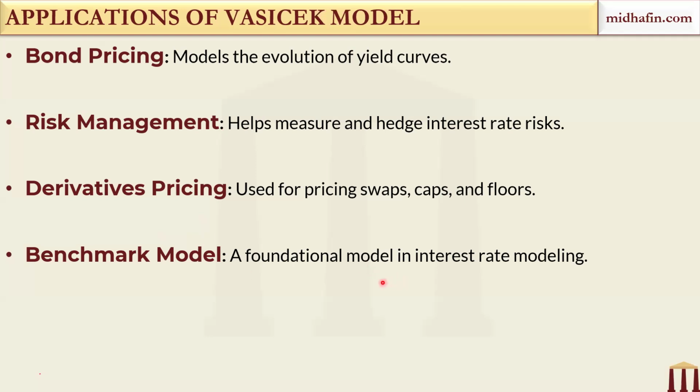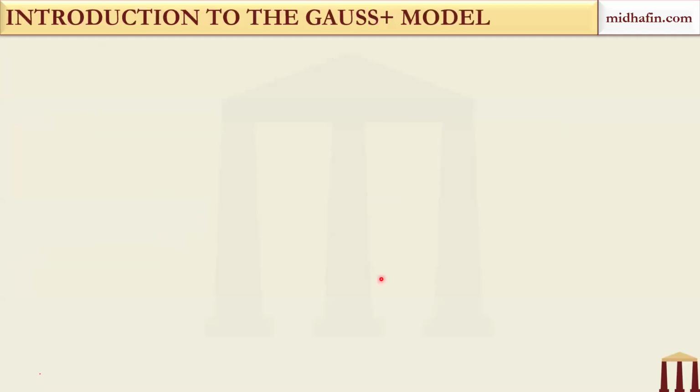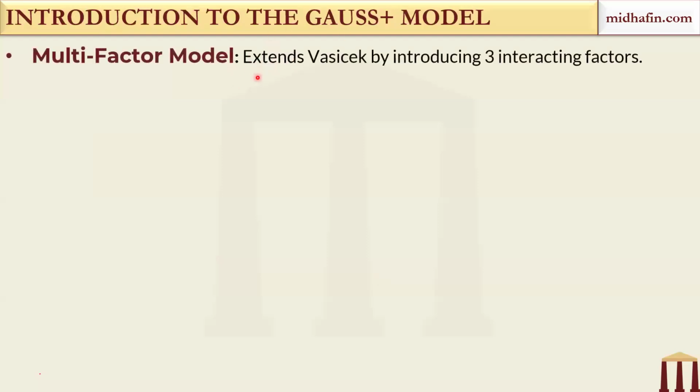Okay. So now let's start the Gauss Plus model. We've covered the Vasicek model and we'll move on to this more advanced Gauss Plus model. Now this model takes everything we have learned about the Vasicek model and levels it up, you can say, by introducing multiple factors that interact with each other. So it's a multi-factor model. It improves upon the Vasicek model, and instead of relying on just one component, it introduces three interacting factors that work together.